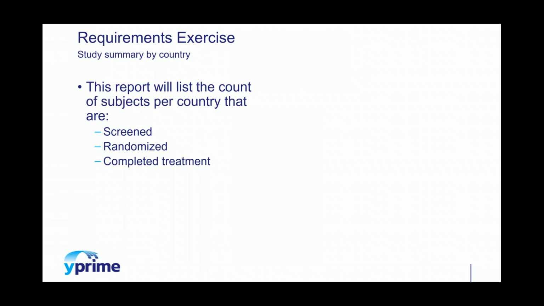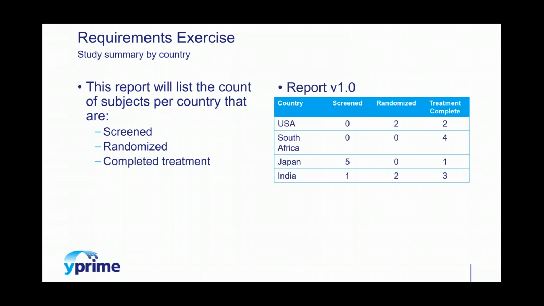We're going to create a new report, and this report will be based upon some simple requirements, and here they are. We're going to count subjects per country, and we're going to group them by screened, randomized, and completed treatment. Sounds pretty straightforward. And here's version 1 of our report. So here in our first version, you can see that I have 2 patients randomized in the US. But wait a minute. How can I have 2 patients that were randomized if I have no patients that were screened? And South Africa, how can I have 4 patients that have completed treatment, but none of them were ever randomized?